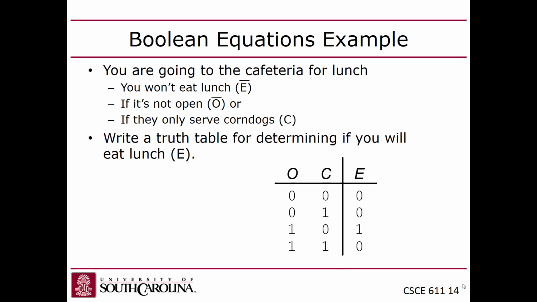Okay, to answer your question, the book actually has an example where you build a circuit for a specific application. In this case, it's deciding whether you're going to eat lunch. So they construct it as an actual example of something.